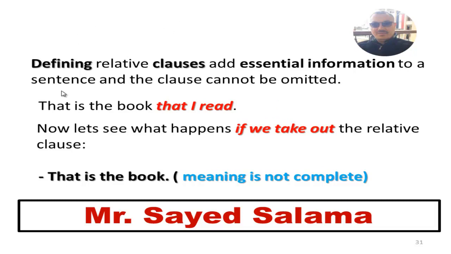For example, this is the book that I read. Now let's see what happens if we take out the relative clause. If we delete that I read, this is the book stops.